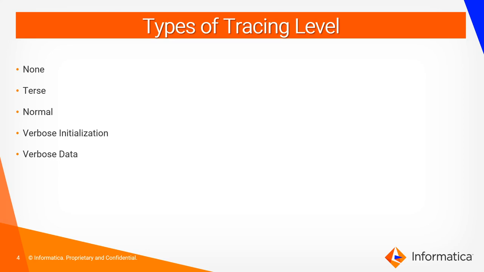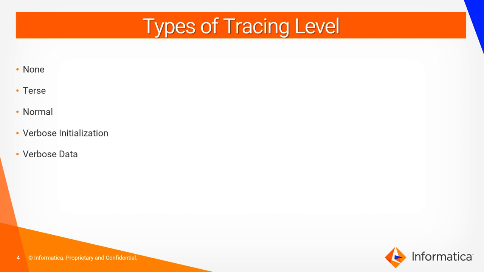None and normal are almost the same type of tracing levels. These logs will contain the information related to statistics, status, errors which are encountered during the execution of the session, skipped rows. It will be basically summarizing the result of execution, but it will not contain the level of individual rows. Terse tracing level will be containing the information in addition to what is there in normal and none, like initialization and notification of the rejected rows.